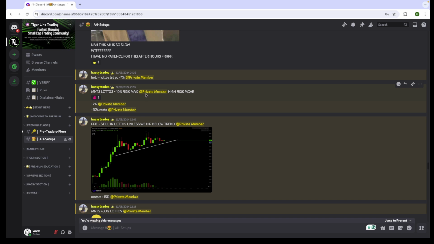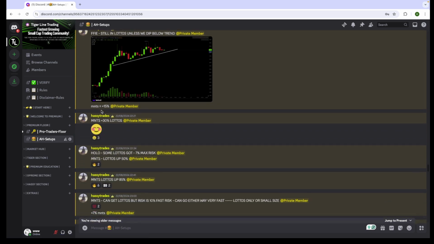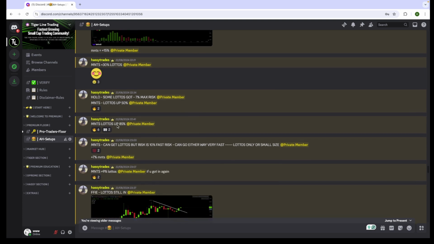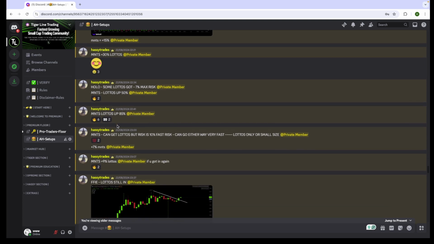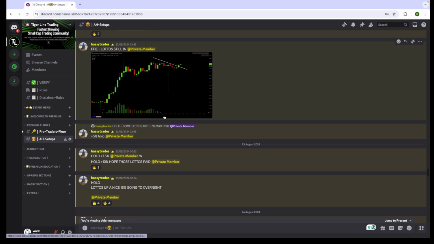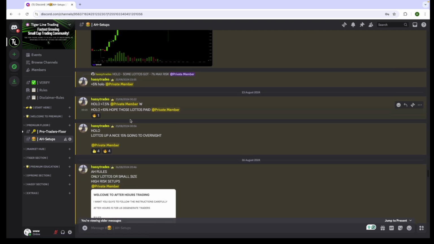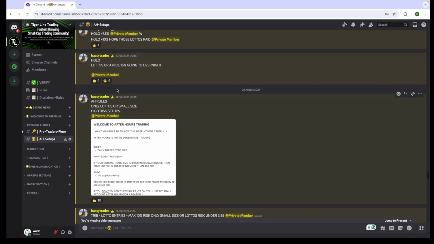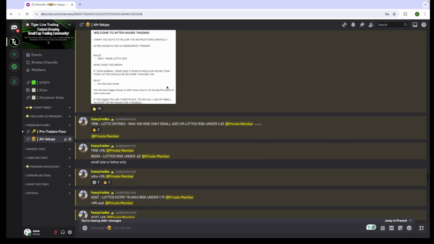And look, HOLO went up, HOLO went down this time, unfortunately, -7%. MNTS went up 10%, MNTS went 15%, 30%. MNTS up 50% from lottos. Again, MNTS, Fifi lottos are still in there, made about 5-10% on that. HOLO went up, but 10% on re-entries. 15% we went overnight, right?